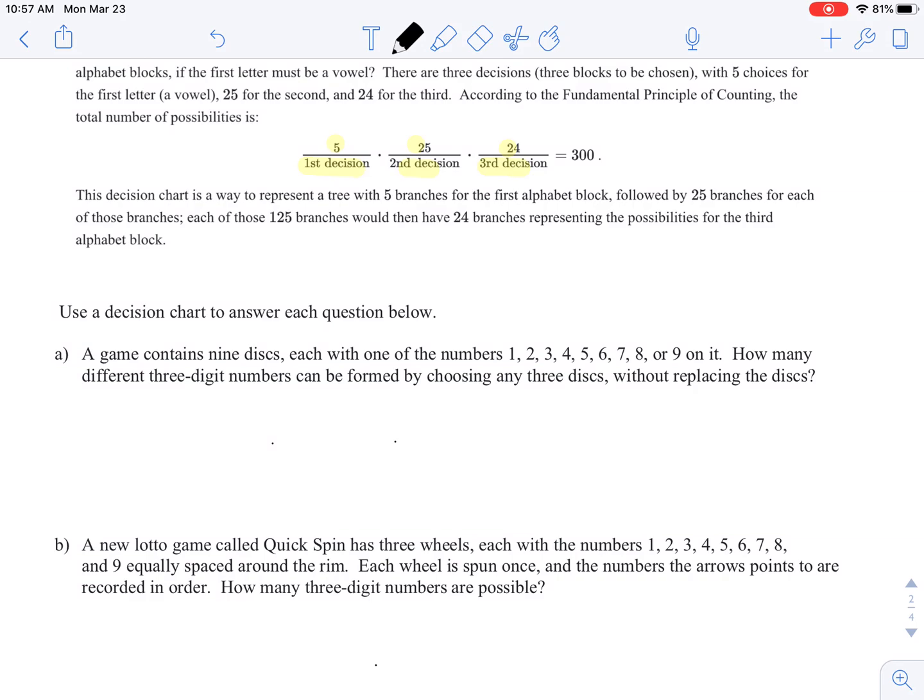A game contains 9 discs, each with the numbers 1, 2, 3, 4, 5, 6, 7, 8, or 9. How many different 3-digit numbers can be formed by choosing any of the 3 discs without replacing them? So I have how many numbers for my first digit, my second, and my third. Well, I have 9 choices for my first one. And then I'm not putting the discs back, so then I have 8 and 7. 9 times 8 times 7, I have 504 choices.